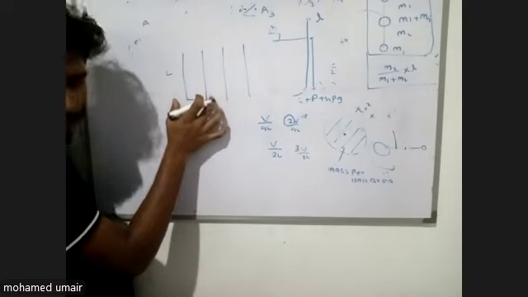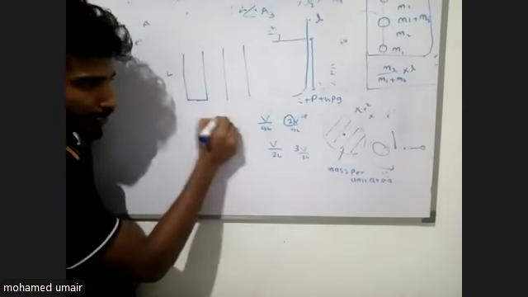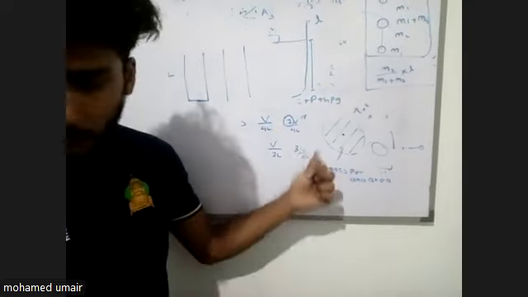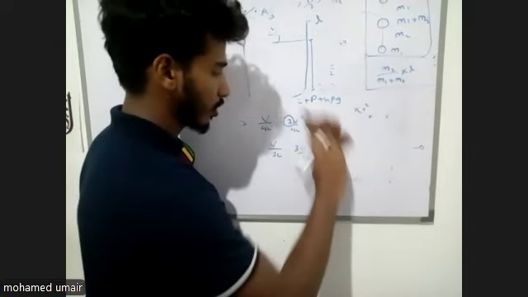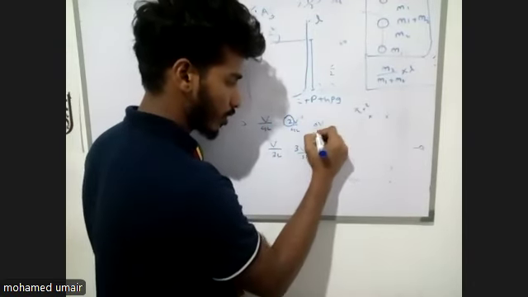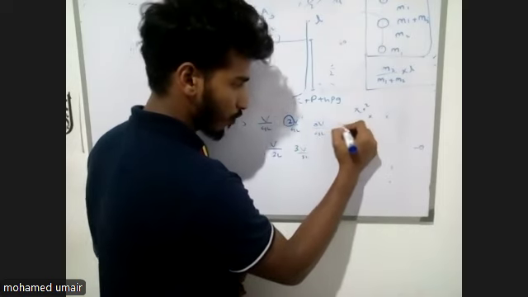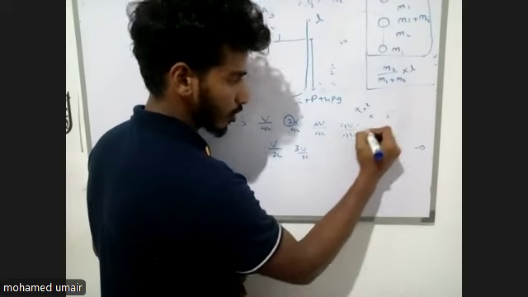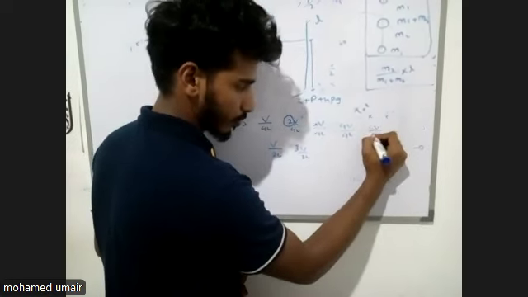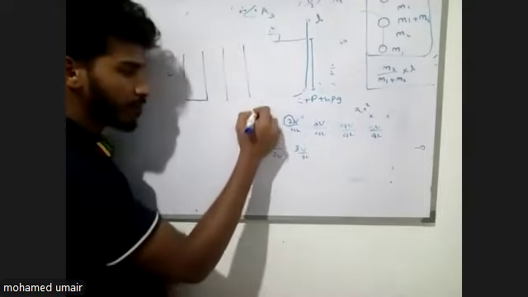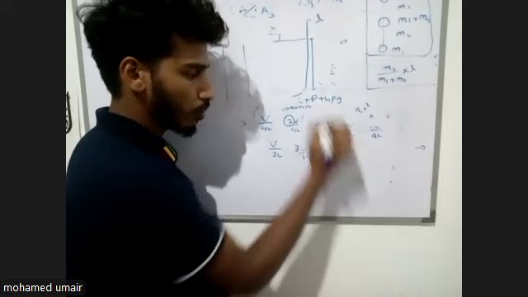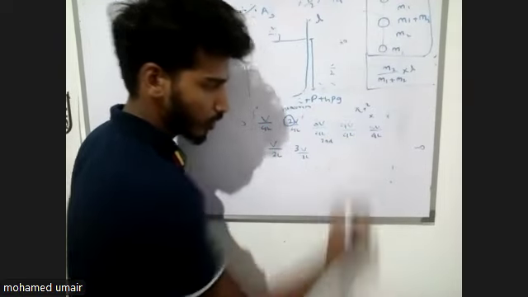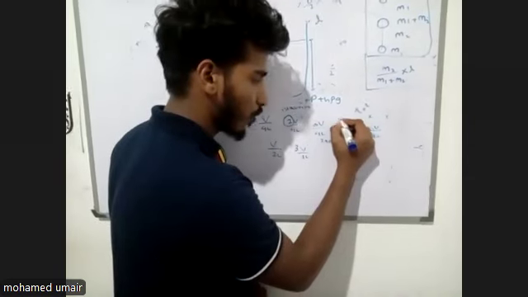If I take a one end closed tube, the general expression is V over 4L, 2V over 4L, and the upcoming parts are 3V over 4L, 4V over 4L, and then 5V over 4L, and so on. This is my fundamental frequency, and this is my first overtone. This is my second overtone, and this is my third overtone, and so on.